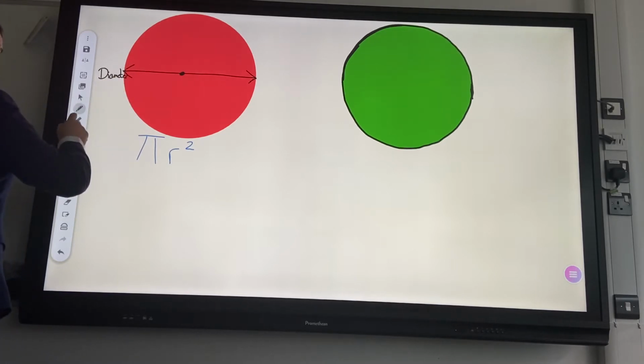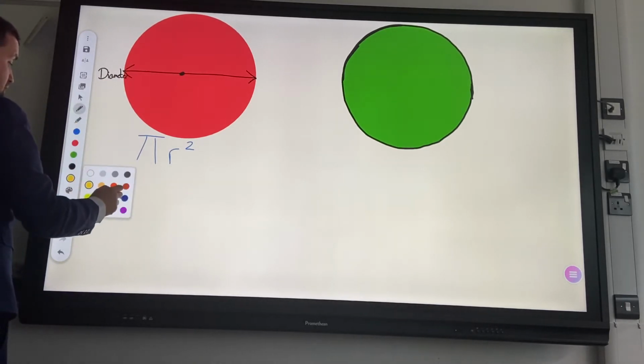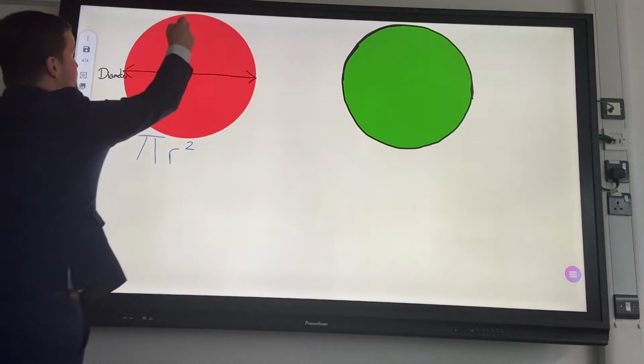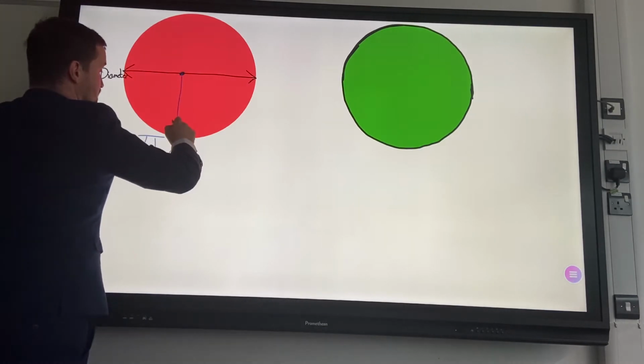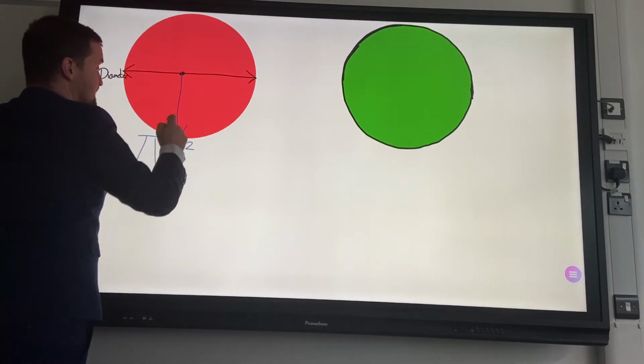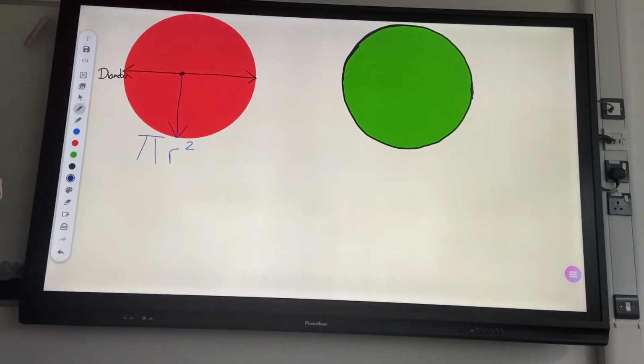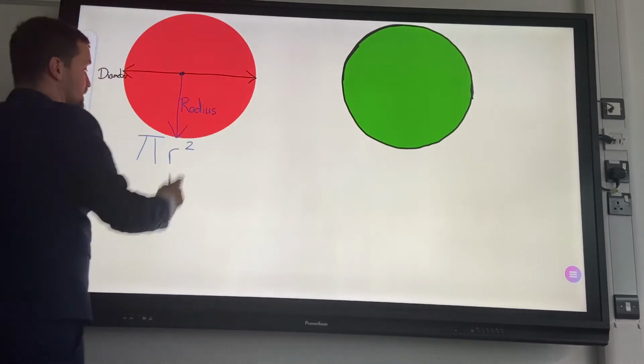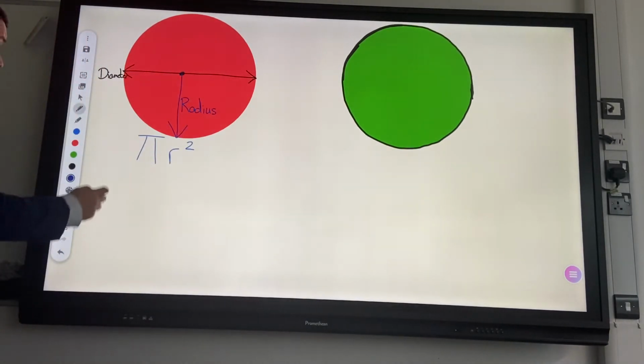And then the radius goes from the middle to anywhere on the outside. So this is your radius here. So, pi r squared.